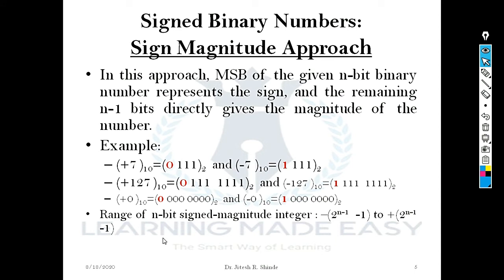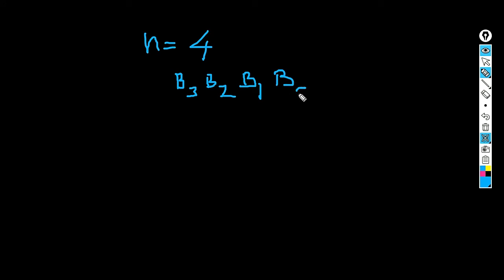Range. The range of an n bit signed magnitude integer. For n bits, in a generalized way, the formula is minus 2 to the power n minus 1, minus 1, to plus 2 to the power n minus 1, minus 1. Let's see how it comes. Say we are dealing with n equal to 4 representation scheme. Bits are say B3, B2, B1 and B0. Using 4 bits, we want to represent signed binary numbers.